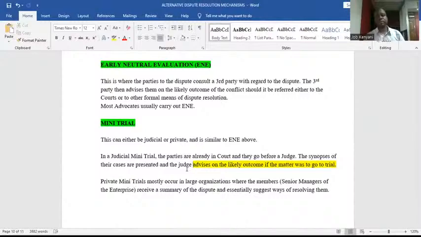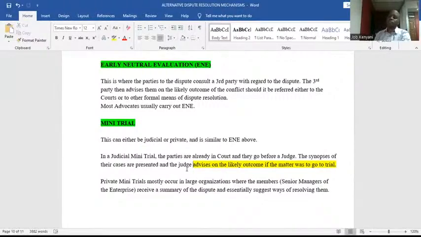So if one is found to be guilty, this will be the repercussions. This will be the penalty. So the judge mentions that during the mini trial, or maybe they can say the pre-trial. The private mini trials mostly occur in large organizations where members or senior managers of an enterprise receive a summary of the disputes and essentially suggest ways of resolving them.